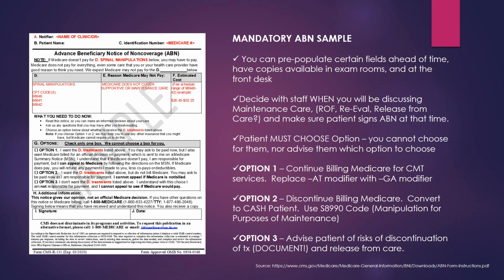If they choose option 2, they can convert to cash and be charged the cash fee. If they choose option 3, you're saying that they don't want the treatments at all, and then you would advise the patient the parameters under which they should come back. If they begin to see an increase of symptoms or a decrease in their activities of daily living, they should make an appointment to come back for treatment of a chronic condition. And then at that point, you put them under the AT modifier under a micro treatment plan. Okay, the patient must sign and date the ABNs.